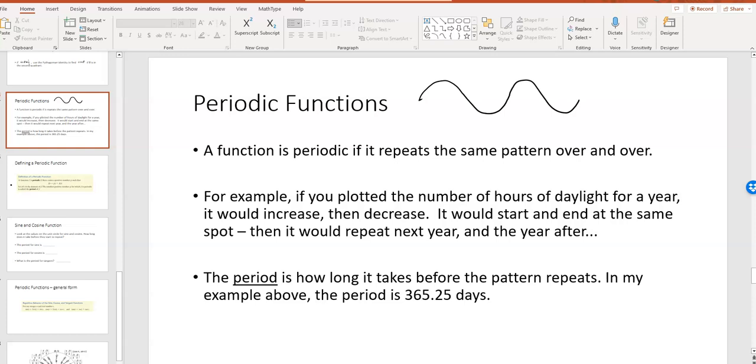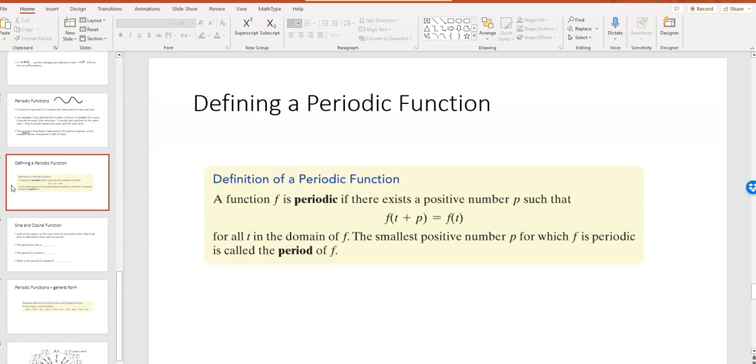And shockingly enough, sine and cosine are periodic functions. So the definition says if the pattern repeats the same time, like if every 365 days you looked at that graph, you wouldn't be able to tell one year from another. It would just look the same.